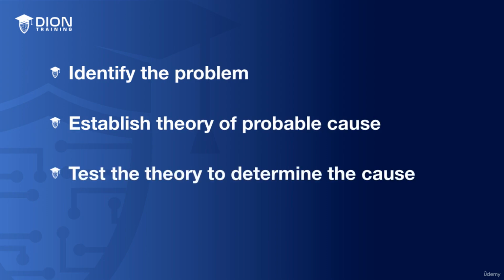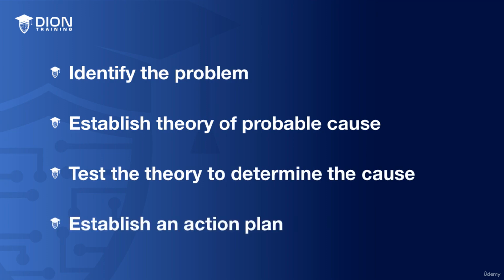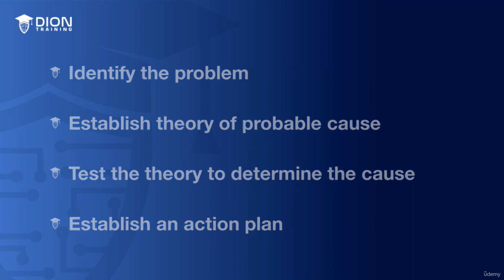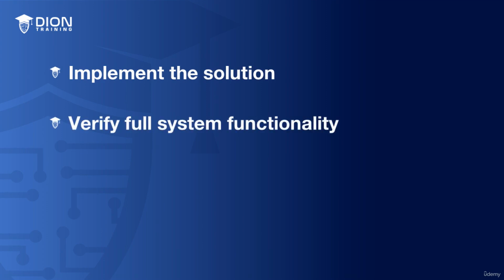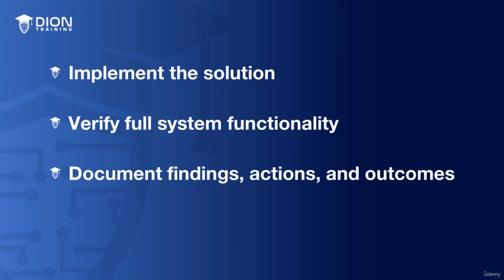Third, we want to test the theory to determine the cause. Fourth, we want to establish a plan of action to resolve the problem. We do this while identifying the potential effects of our plan. Fifth, we're going to implement the solution, meaning we're actually going to try what we think will solve the problem. Sixth, we'll verify full system functionality, verifying everything is working and we actually solved the problem. Seventh, we'll document our findings, our actions, and the outcomes.